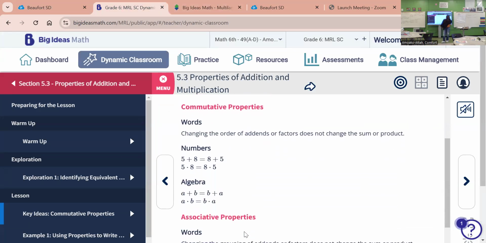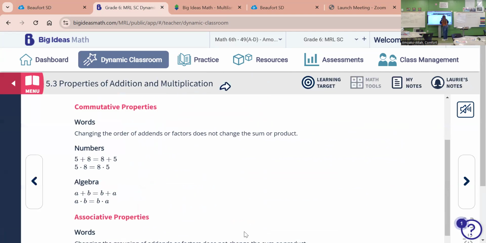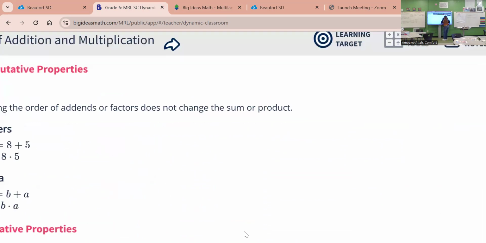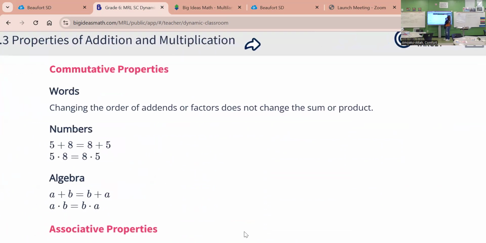What does it mean? That is changing. Can you guys see what I'm sharing? Let me zoom it out. So commutative properties: changing the order of addends or factors does not change the sum or the product. For example, 5 plus 8 should give the same answer as 8 plus 5. We just change the order of the arrangement. Or 5 times 8 gives the same answer as 8 times 5.